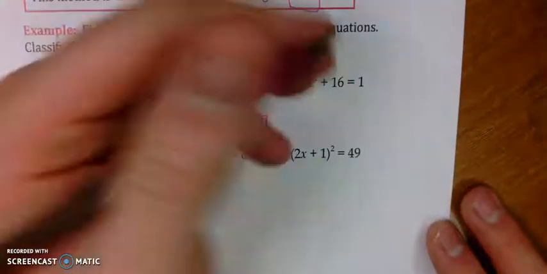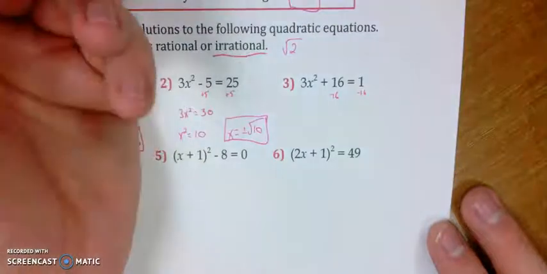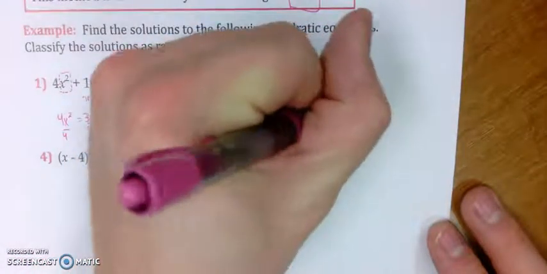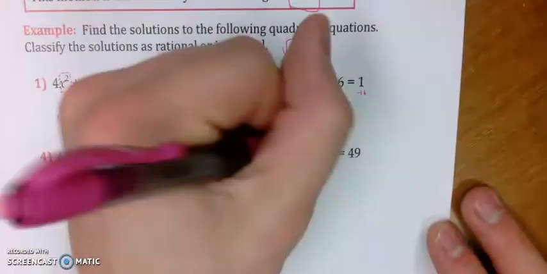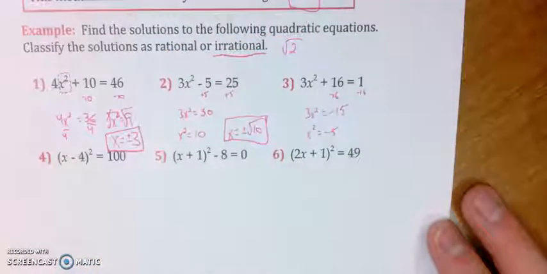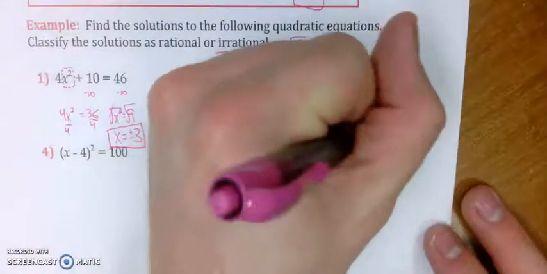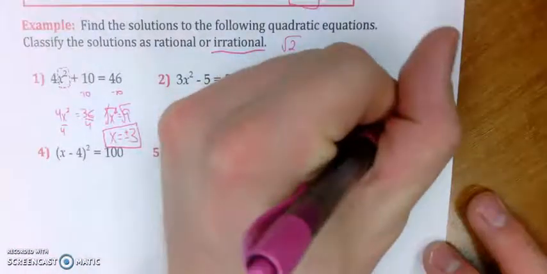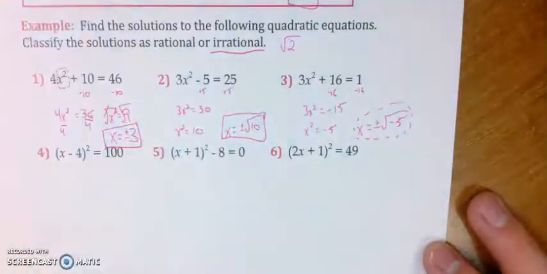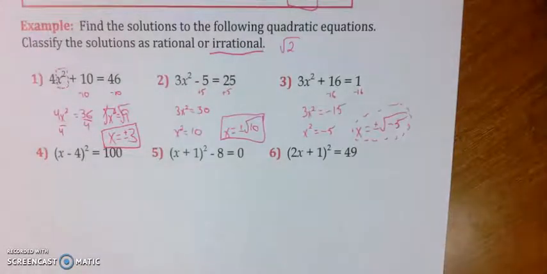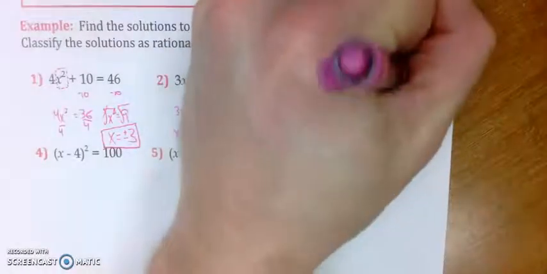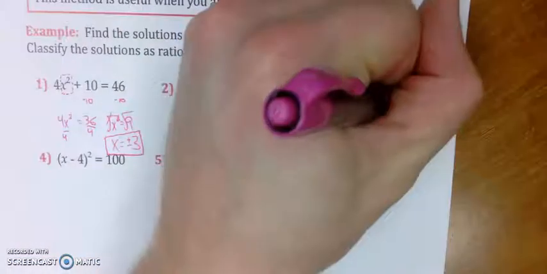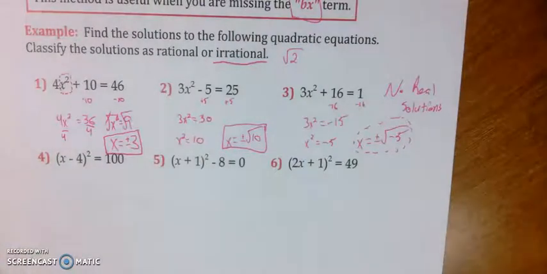All right, number 3. If I subtract 16 to the other side, I'll have 3x squared equals negative 15. Dividing 3 from each side, I'll get negative 5. Then I have to take the square root of each side. And here's where we get into some issues. This is kind of off limits, right? So that's going to be no real solutions. And what that indicates is that our graph will not have any x-intercepts.